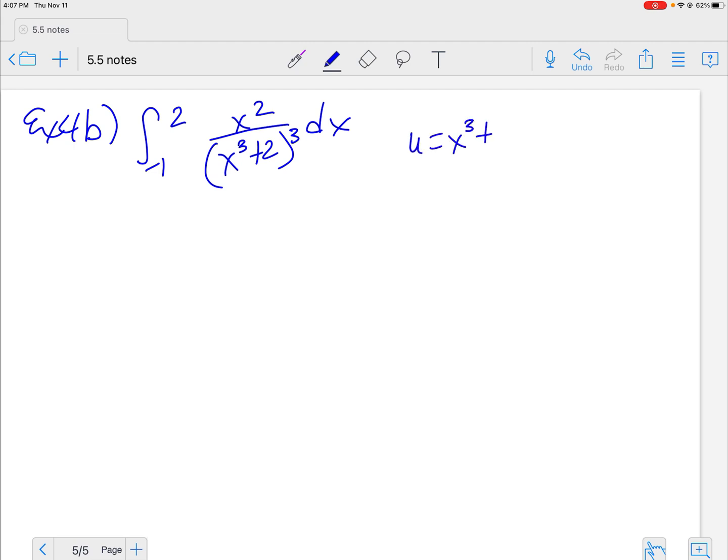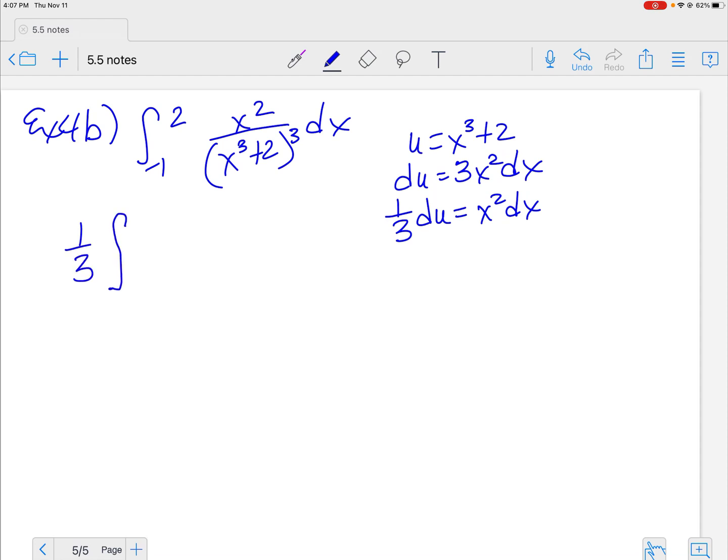U here is equal to x cubed plus 2. So du is going to be a 3x squared dx. I only have an x squared, so I'm going to bring that 1/3 in front. When you divide both sides, it gives me that 1/3 of x squared dx. All right, so I've got 1/3. I don't know my bounds yet, but now I end up with a 1 over u cubed, so I'm going to write it as u to the -3 du.